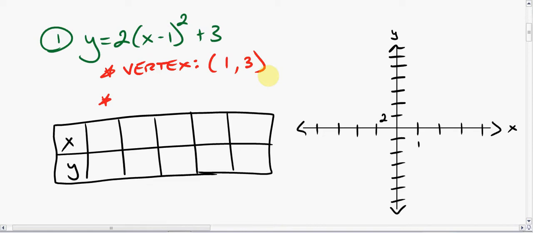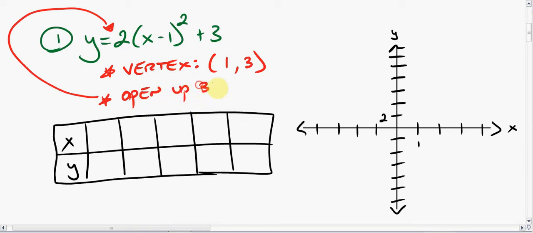There's your vertex. The second thing I want to point out is the value of a. You always want to analyze that a value, that number, because that's going to tell you whether your parabola opens up or down. You should be able to identify that without even graphing. So what do we notice about that a value? It's positive. A positive a value tells us our graph is going to open up. If it were negative, we would expect our graph to open down.